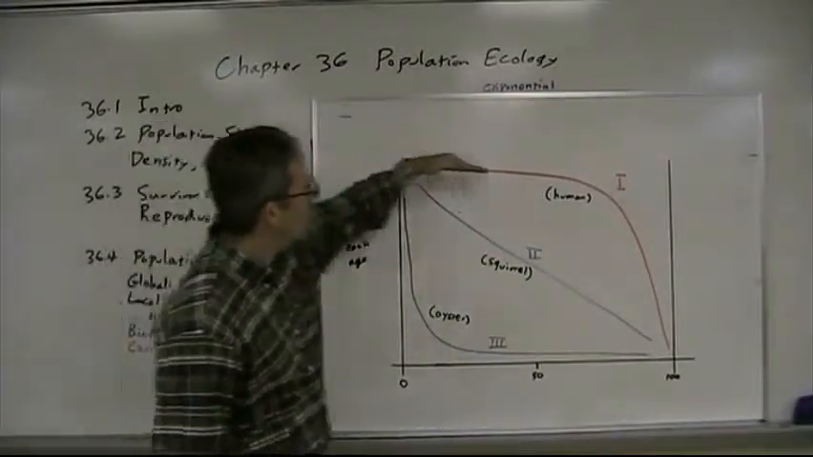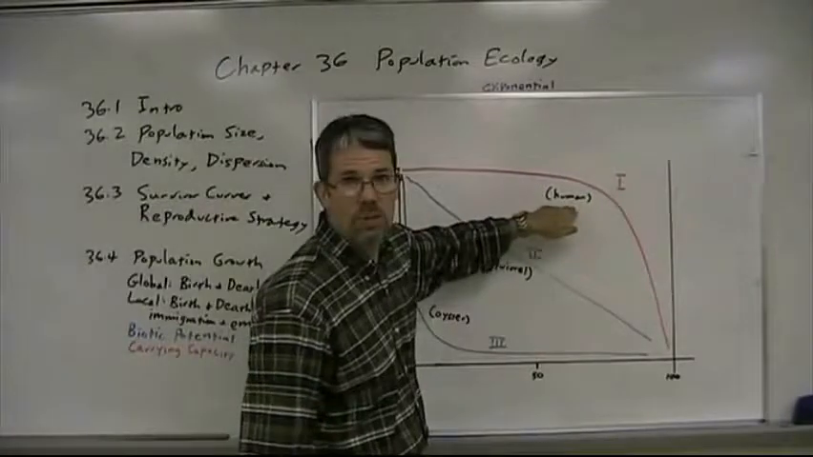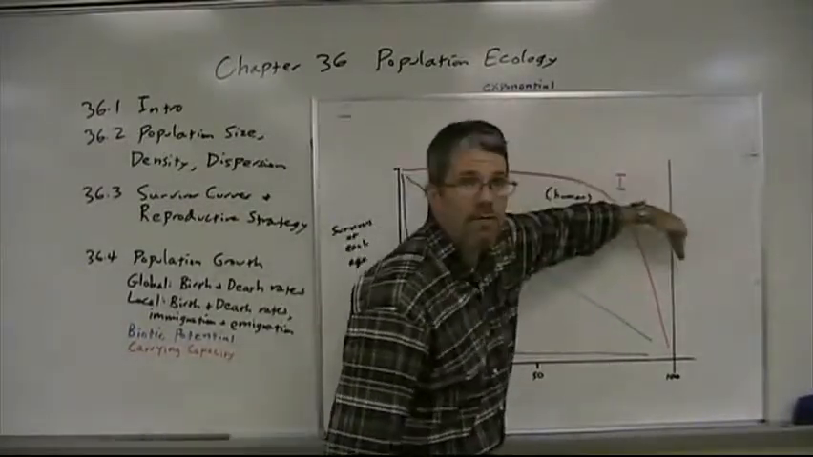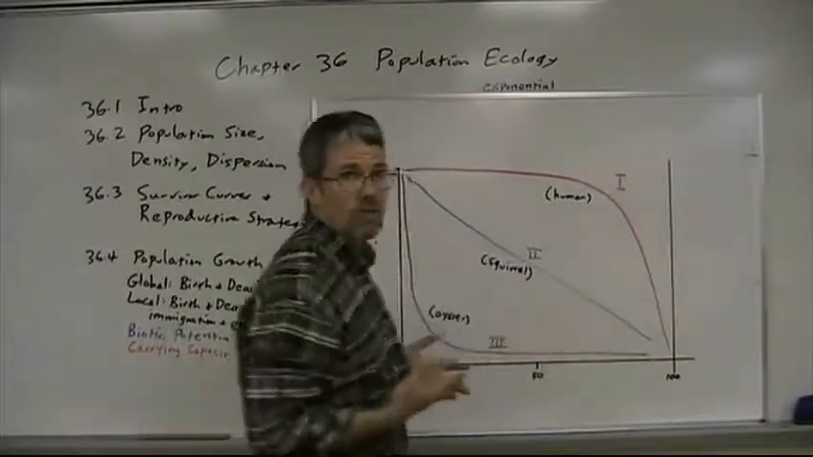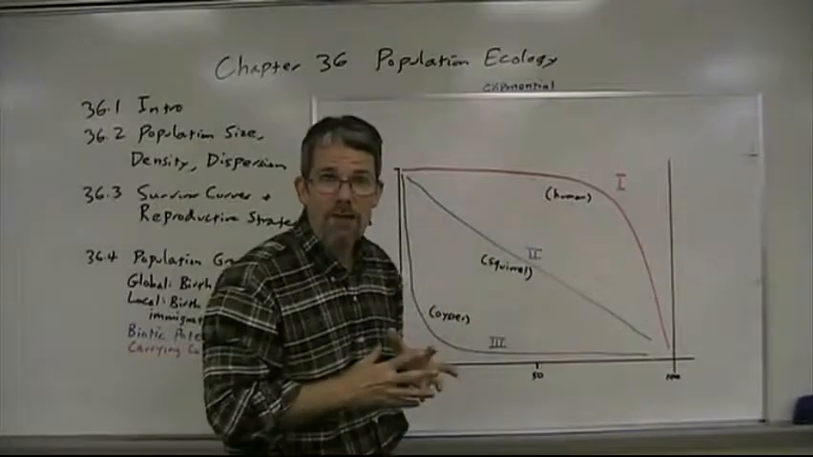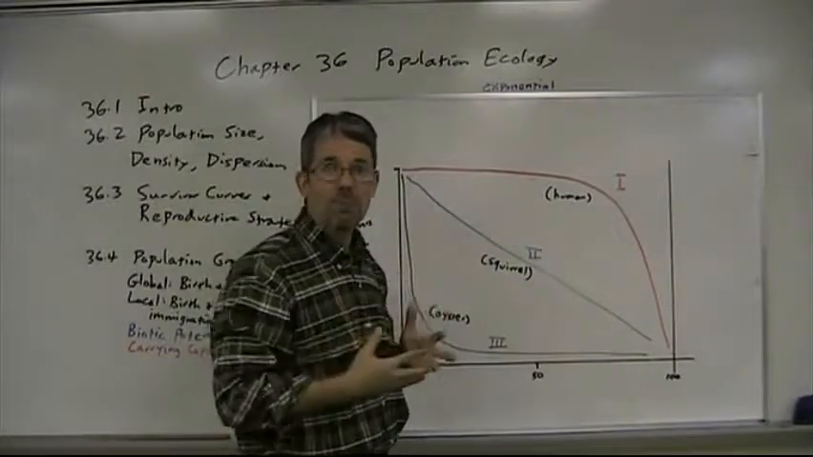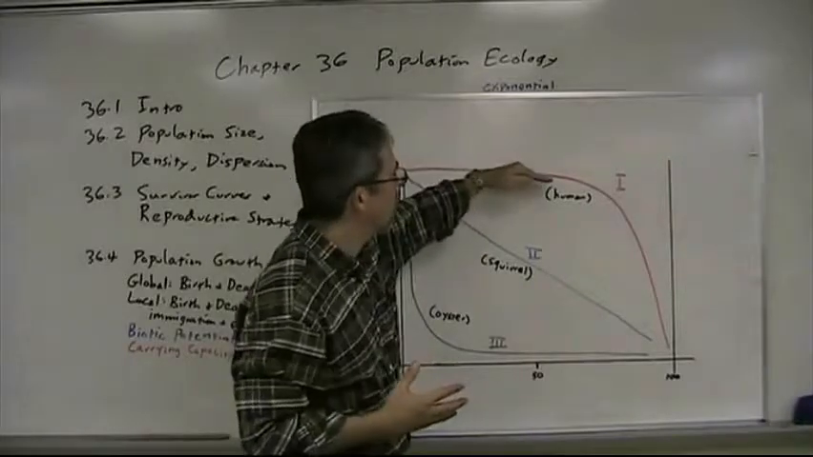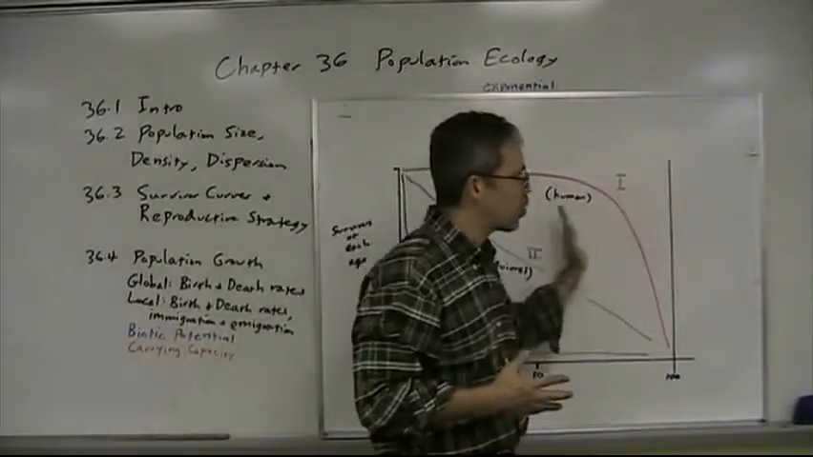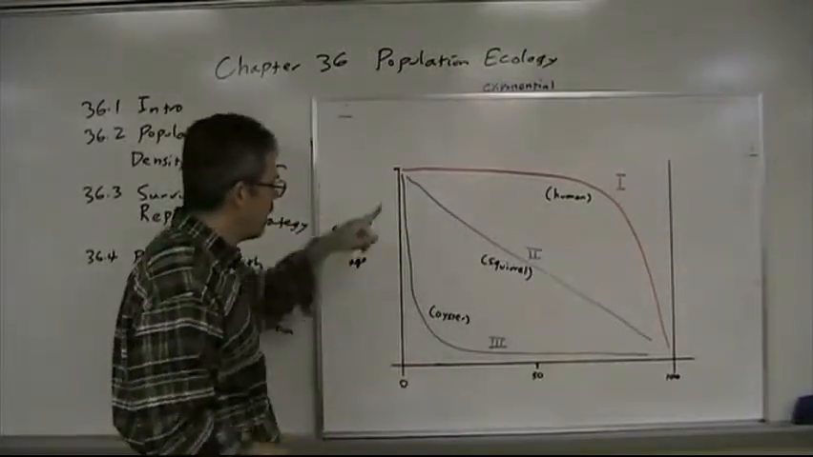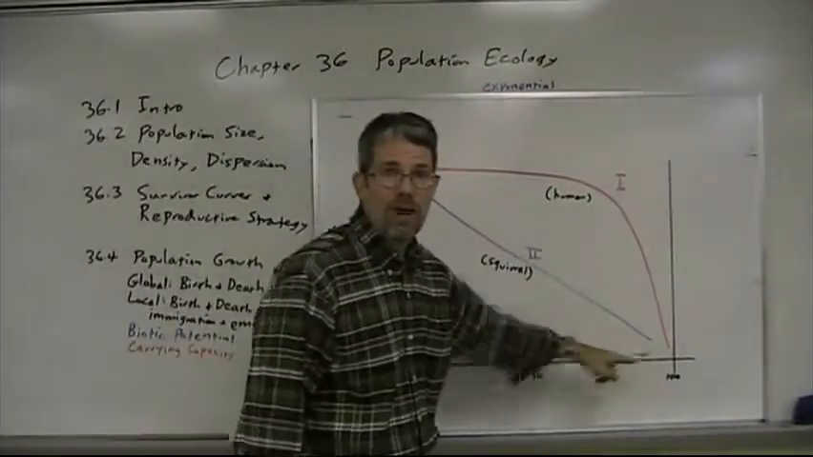Now, with a type 1 curve, and we humans tend to exhibit a type 1 curve, the greatest chance of death is toward the end of the lifespan. Now, reproductive strategy. This is typical of any species that produces relatively few offspring, but invests a lot of parental care for their survival. So the vast majority of offspring survive into toward the end of the lifespan. The opposite is a type 3 survivor curve.